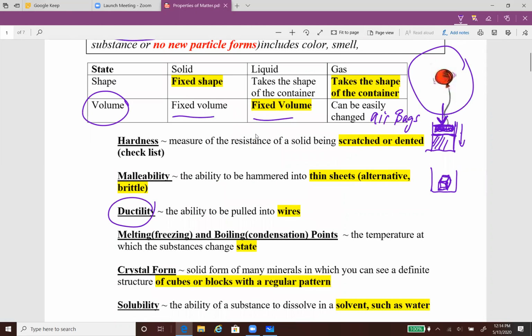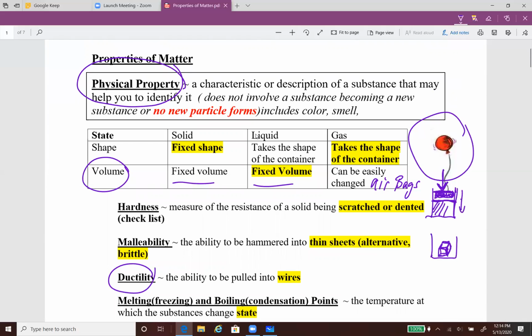Again, all of these are ways of describing matter without changing the particle. So we're not doing anything to the particle by describing it. If you take, for example, a piece of aluminum and you hammer it into a sheet, you do nothing to the particle. The particle stays the same. If I take copper and I stretch it into a wire, I don't change the particle, all right?